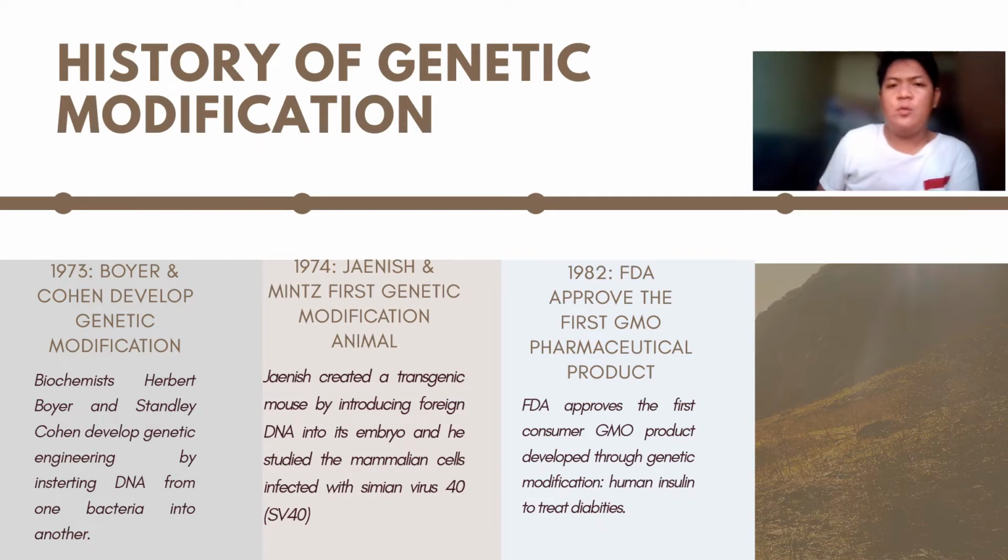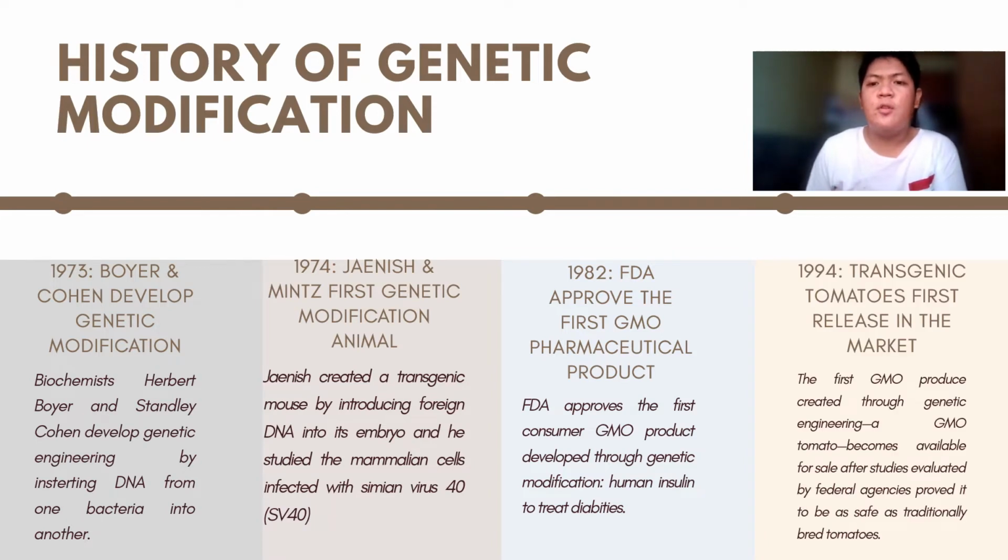In 1982, the FDA approved the first genetically modified organism pharmaceutical product, which they developed through genetic modification, a human insulin to treat diabetes.